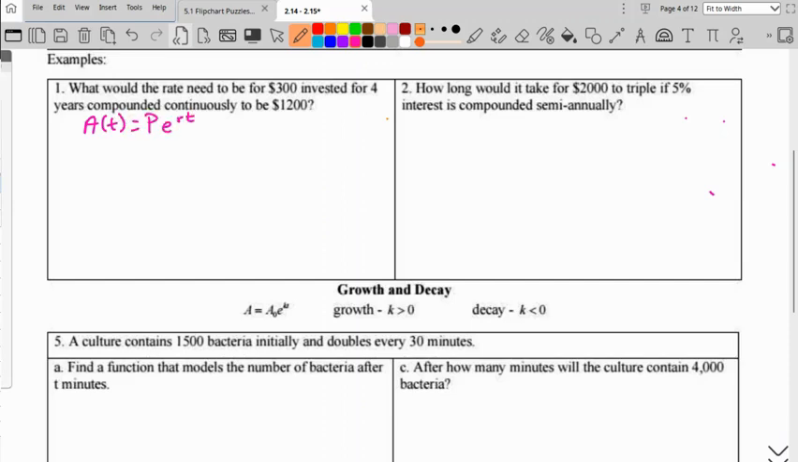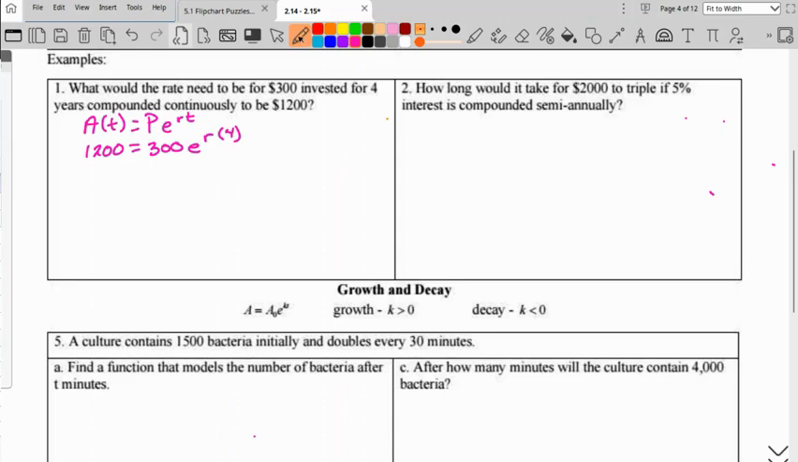time. When you write those, I highly recommend that you say to yourself what those variables represent so that you get familiar with them. I always like writing my formula before I plug into it. It helps me learn them as well. So we want $1,200. We've got $300 as our principal. We are solving for the rate. How much time do we have? 4 years.